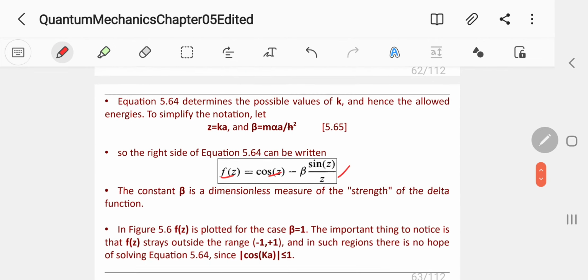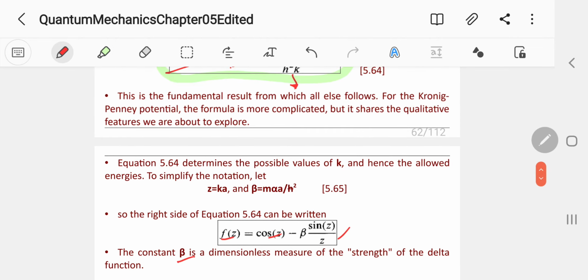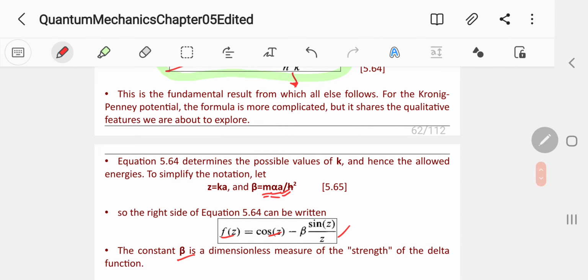By the way, here you can see that beta is a dimensionless measure of the strength of the delta function as well. That, of course, contains alpha here. That's the strength of the delta function. m is of course the mass of the electron, and a is the width of the cells, and then you have h bar squared.